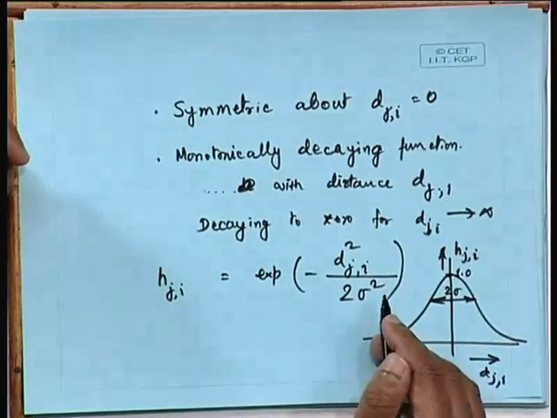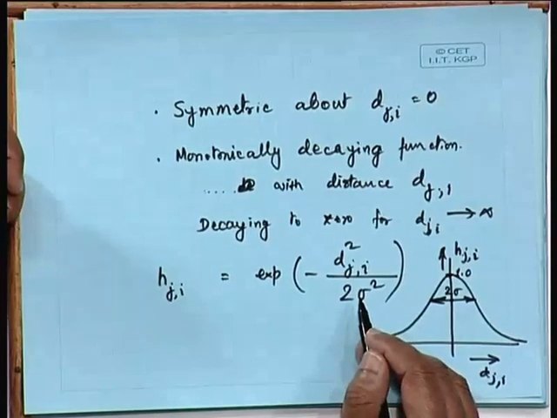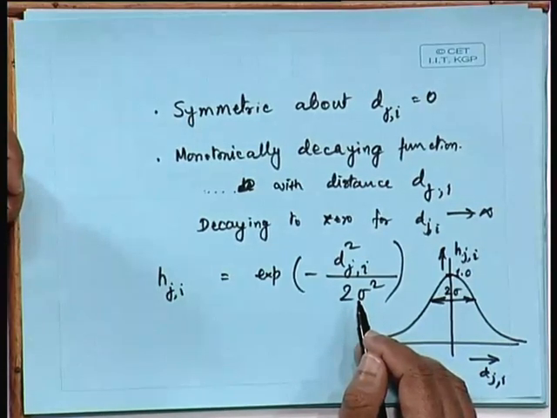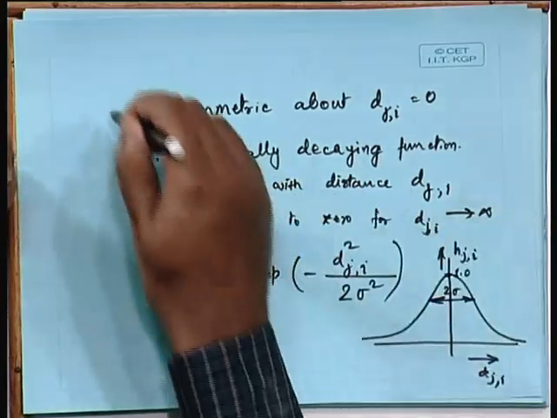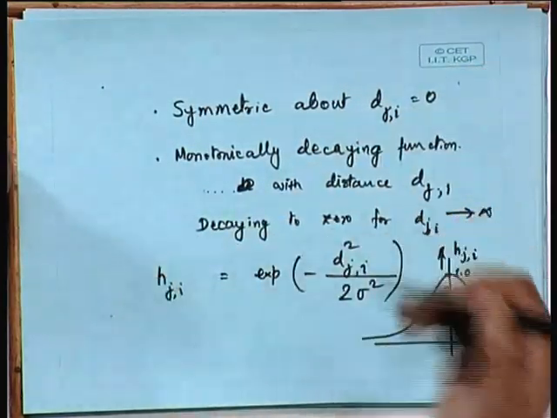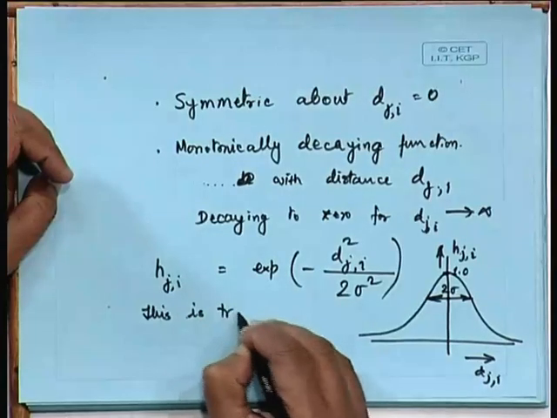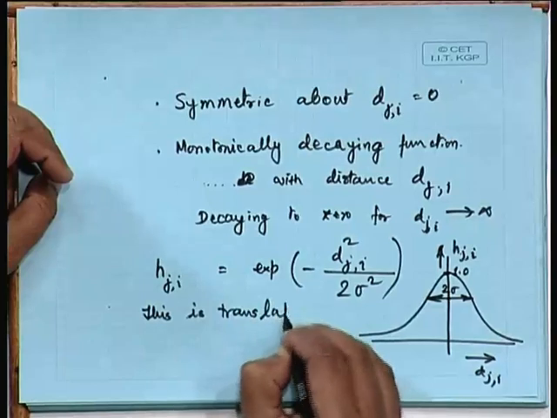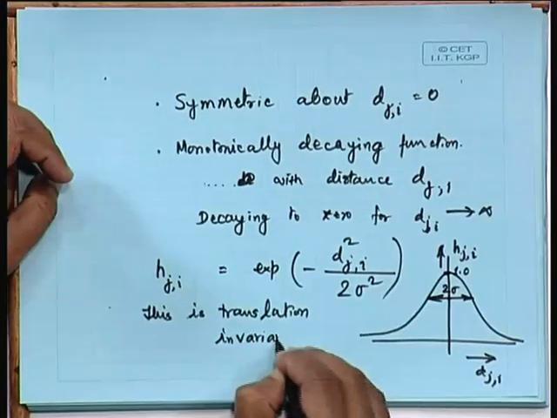Now, you can notice one thing also: does this function depend upon the position of the winning neuron? No. No matter whether we take the position of the winning neuron here, or here, or here, it does not matter. So, it should be translation invariant. It does not depend upon where exactly the winning neuron is located. All right.